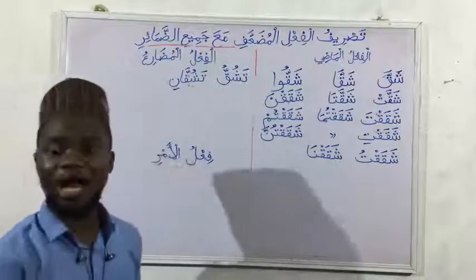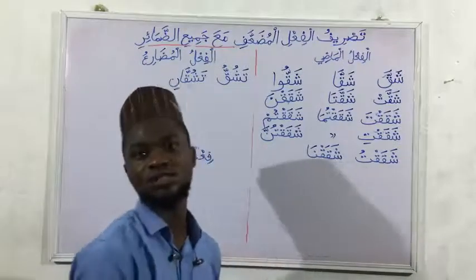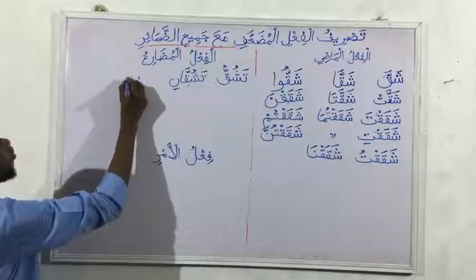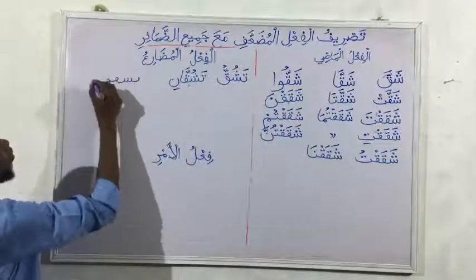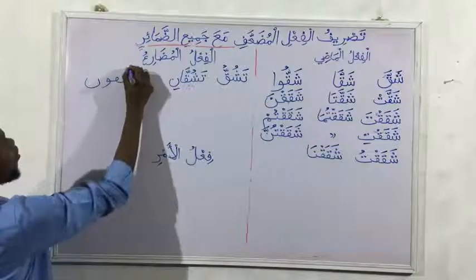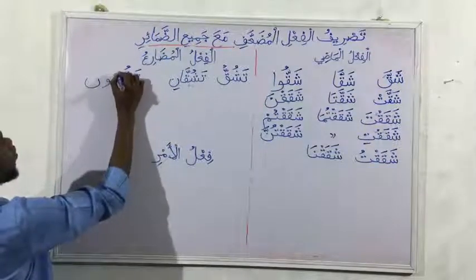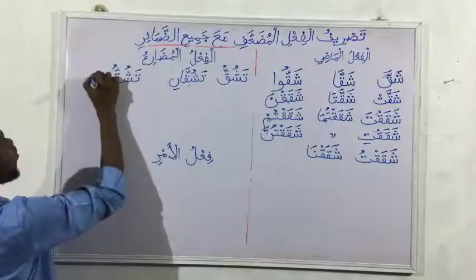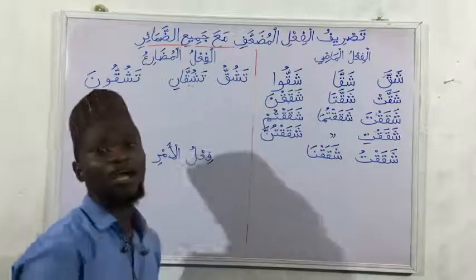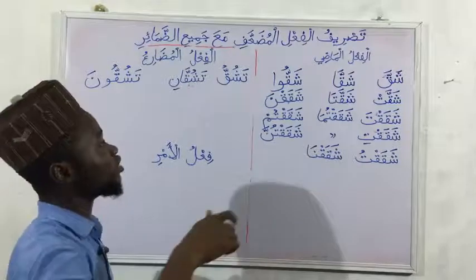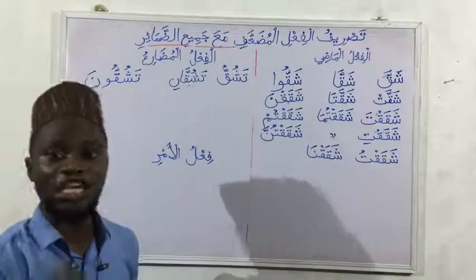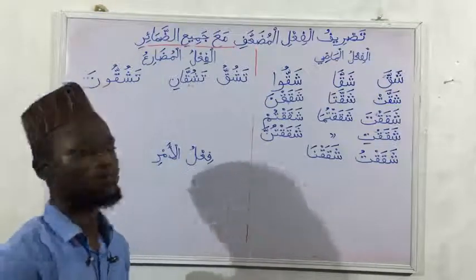Then for plural, we add wawul jama, same process, tashukkuna. So the difference is that the haraka on the last letter has to correspond to the pronoun you are adding, if it is those circular pronouns.